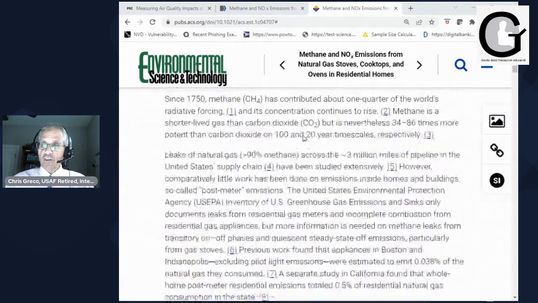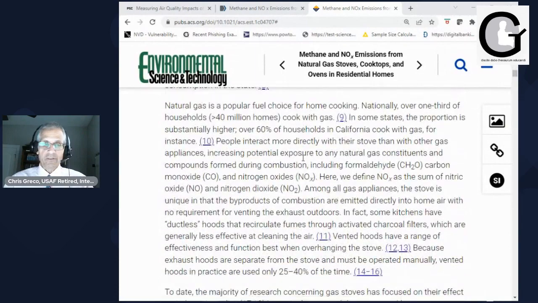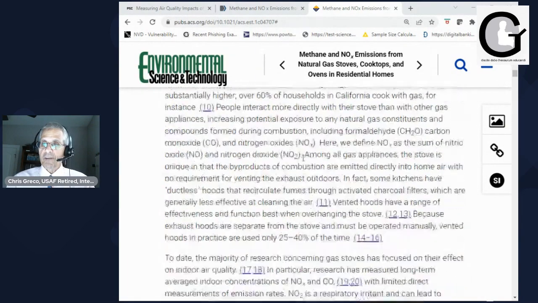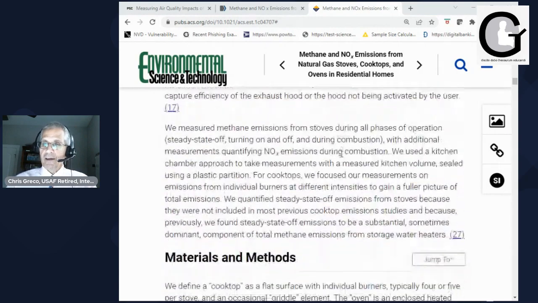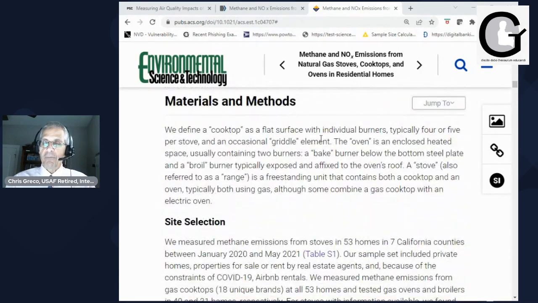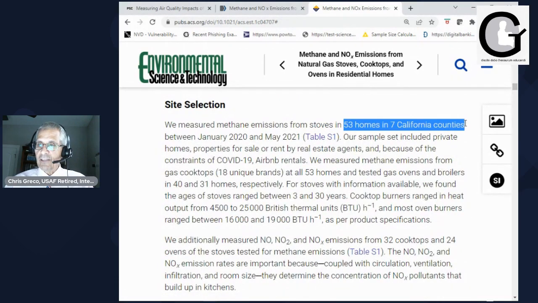What I wanted to show you is that this is a really good study. It talks about different aspects. No U.S.-based indoor exposure guidelines or standards. Got it. They talk about materials and methods, which is great. Site selection: 53 homes in 7 California counties. Okay, they say all across California.